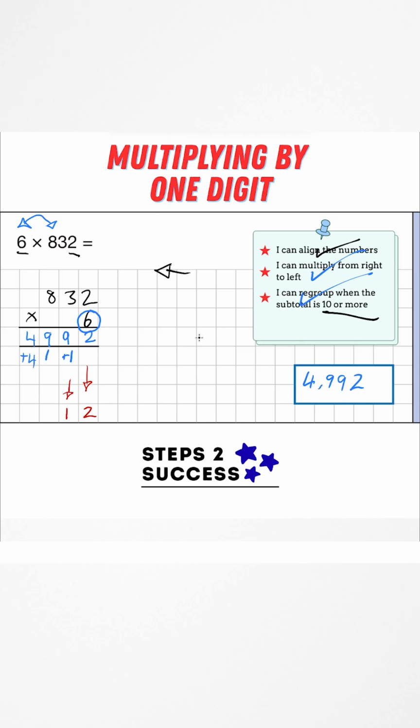This has been Steps to Success. This has been multiplying a 3-digit number by 1 digit. If you'd like more practice from this skill, let me know.